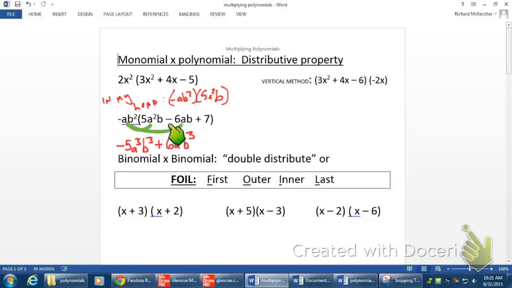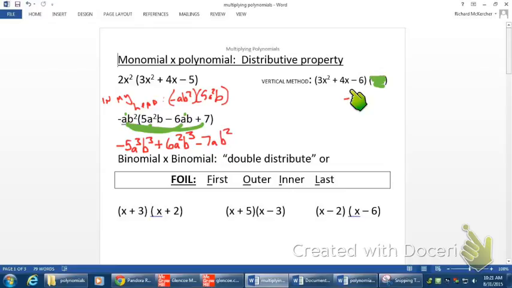Negative ab squared times negative 6. Negative times negative is positive. And then you got a times a is a squared. B squared times b is b to the third. Alright, so that's kind of what we're looking at.